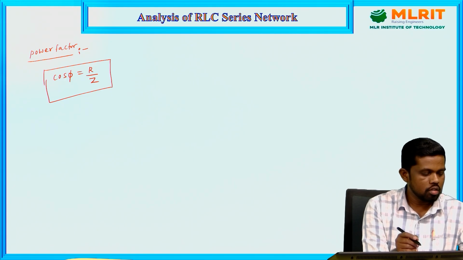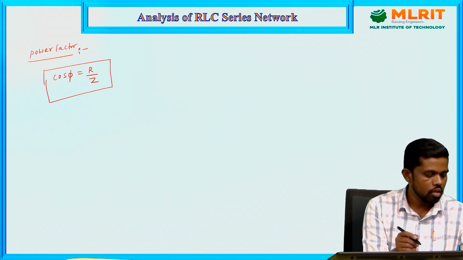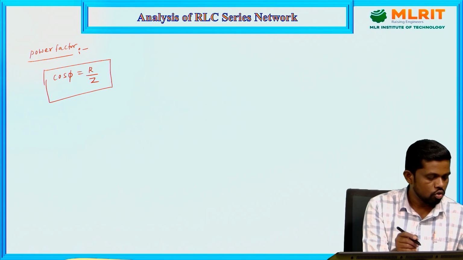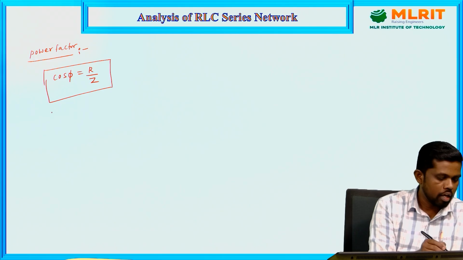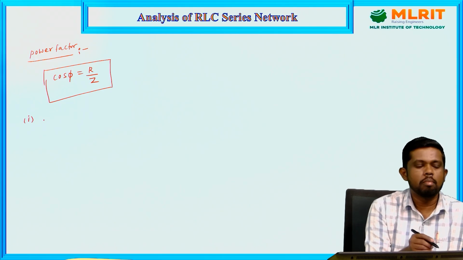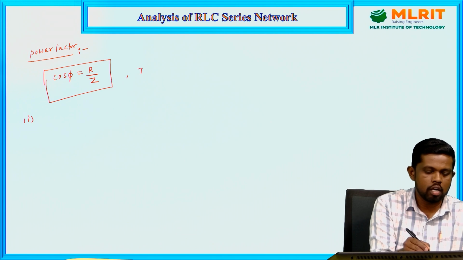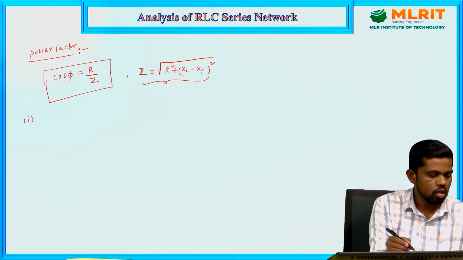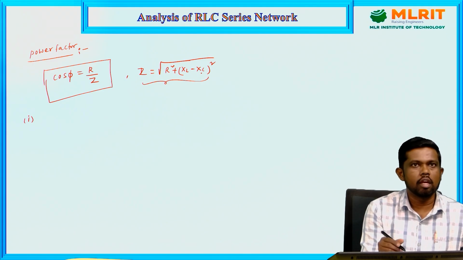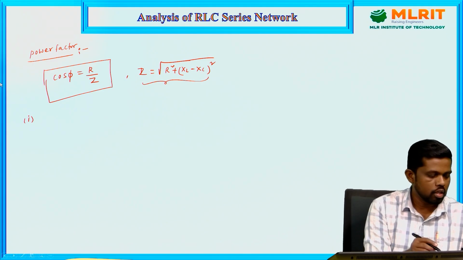So these are the things we have discussed till now. In the RLC series circuit we have 3 different cases, based on the impedance offered by the network. So what is the impedance of the network? That is Z equal to the square root of R square plus (XL minus XC) whole square. So based on the impedance offered by the network, we need to consider 3 different cases in the RLC series circuit. So that is case number 1.